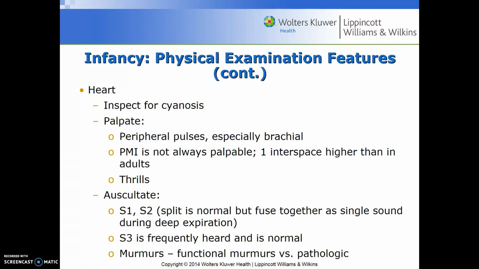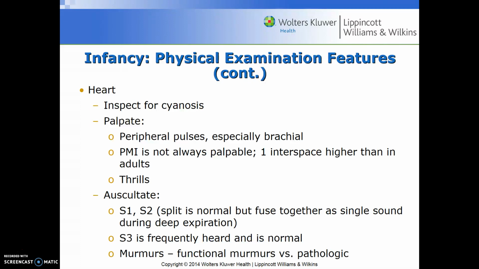Really the most easily palpable pulse is the brachial, not the ulnar. So we're using that brachial pulse. And if you remember from CPR for an infant, that's what you're trying to assess, that brachial pulse. The PMI is not always palpable. It does happen to be one interspace higher than in adults, and you are palpating for thrills. So you want to auscultate S1, S2.